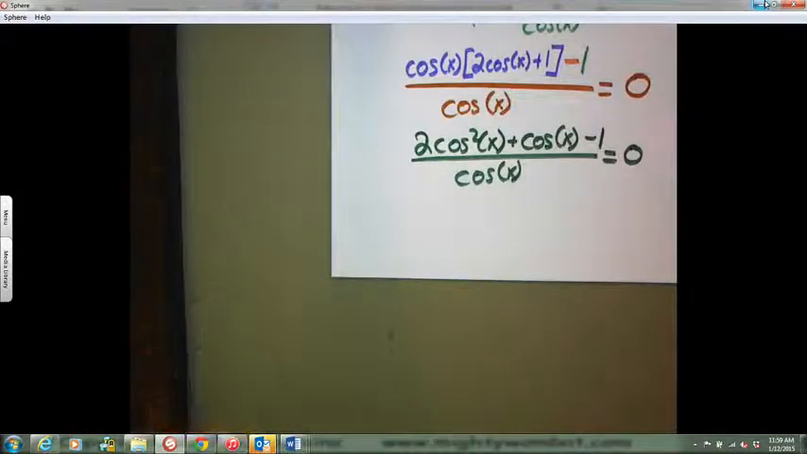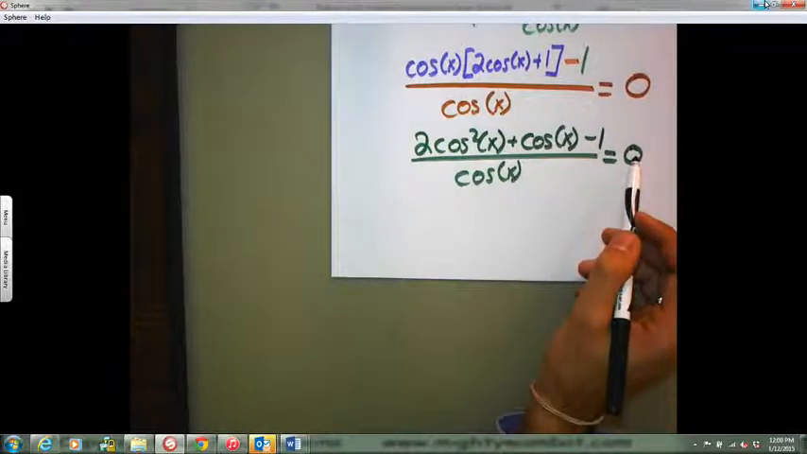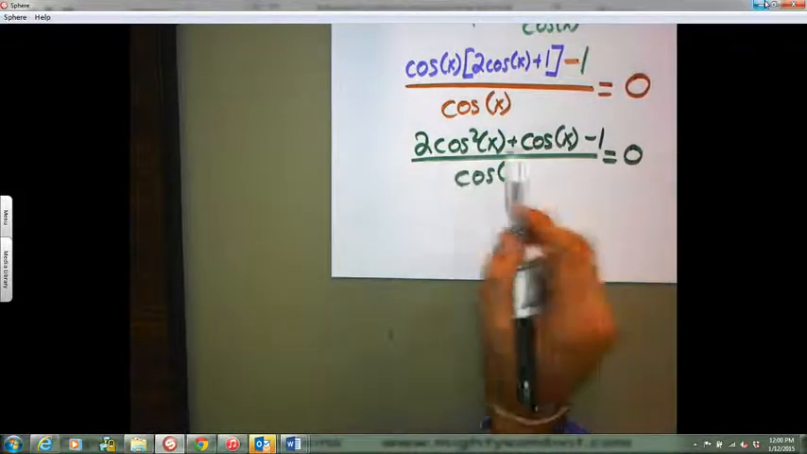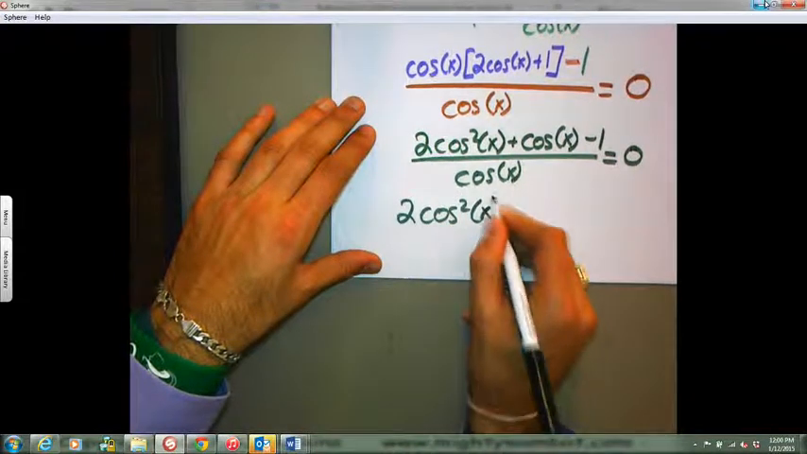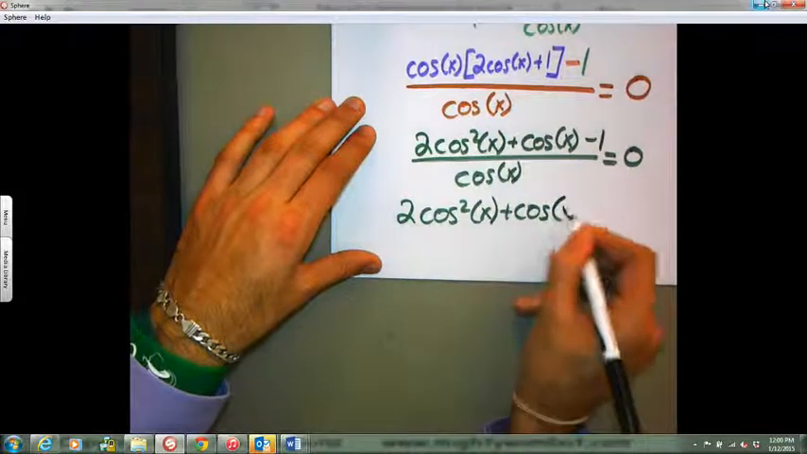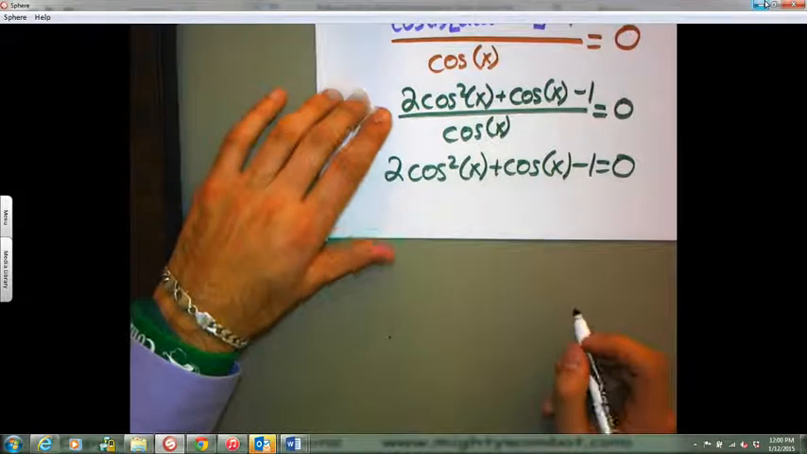Okay, so now we know that the only way for a fraction to equal 0 is if the numerator equals 0. So we have 2 cosine squared of x plus cosine of x minus 1 equals 0. The only way a fraction can equal 0 is if the numerator equals 0. We do not really care about the denominator.